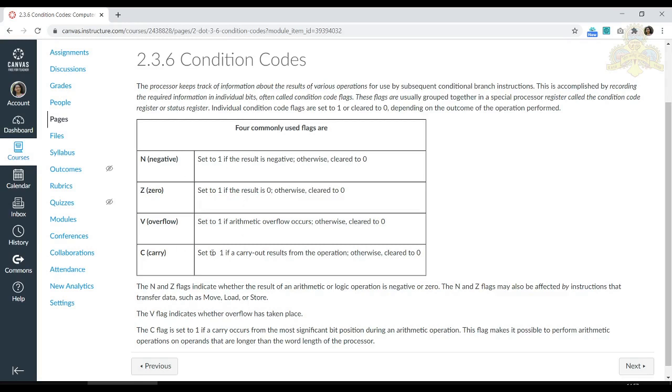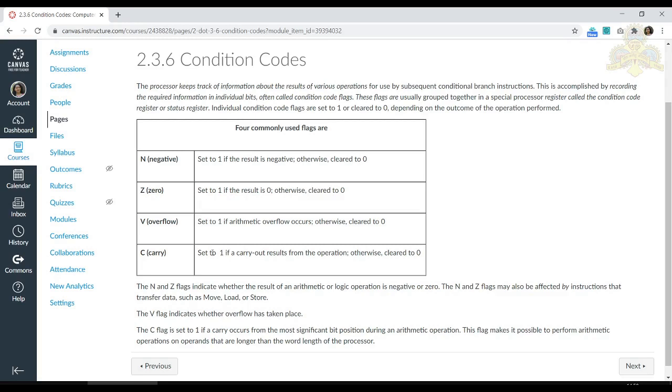Let me explain this for you. Consider an example of the instruction which says branch less than 0 loop. We had seen this one, right? It is a conditional branch. So in this case, your processor will keep track of the information about the results of that operation by using a conditional branch instruction. Now how this is accomplished is by recording the required information in the individual bits. We call those individual bits condition codes or condition code flags.